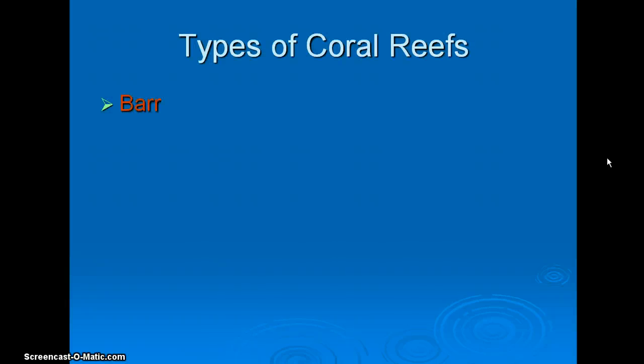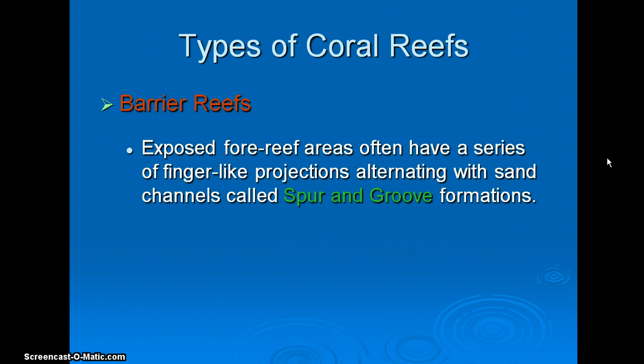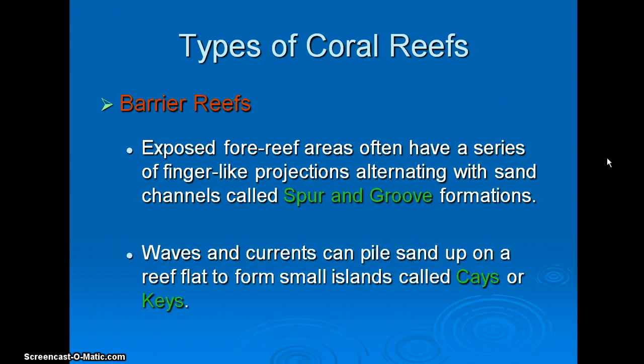Okay, a little bit more about barrier reefs, actually. They have exposed forereef areas, and often there are these spur and groove formations, and so you get coral growth alternating with sand channels. And we see that a lot when we're in the Turks and Caicos. Waves and currents can pile up and make little islands that are called cays or keys. The Florida Keys, Key West, those are islands that formed in this way.